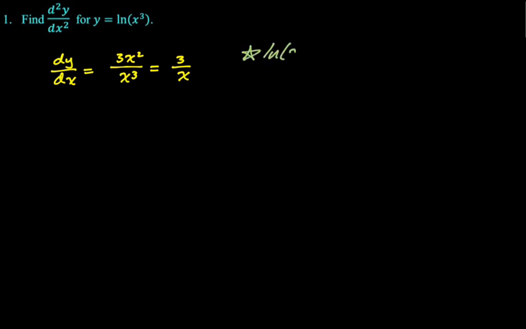You can also think of the natural log of x cubed as 3 natural log of x. That's one of the properties of logs that you should definitely know, that exponents become coefficients. If that's the case, it's a lot easier to find the derivative, because you're just finding the derivative of natural log and then multiplying by 3. Either way, you end up at 3 over x.